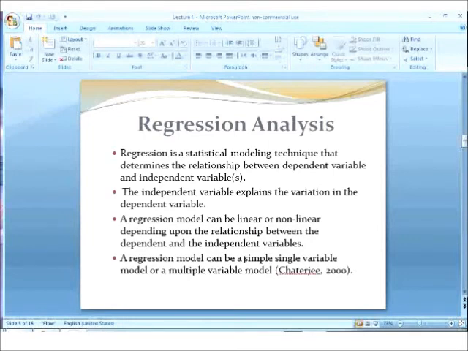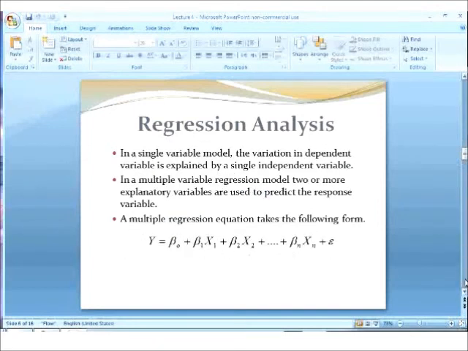However, if I want to increase the strength of my model, to have a stronger model, or see what other variables can explain the variation in the dependent variable, then I would add more independent variables, and that is called a multiple variable model, when more than one independent variable is influencing the dependent variable. In multiple variable regression models, we have two or more explanatory variables that are used to predict the response variable.